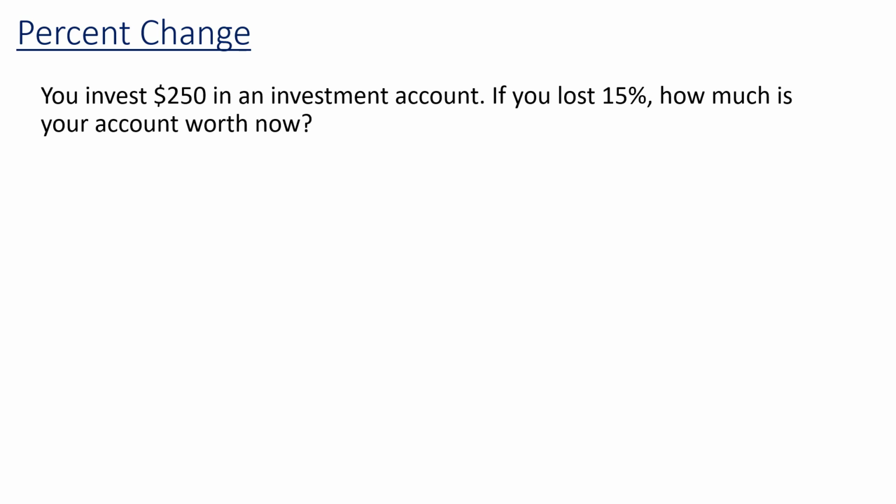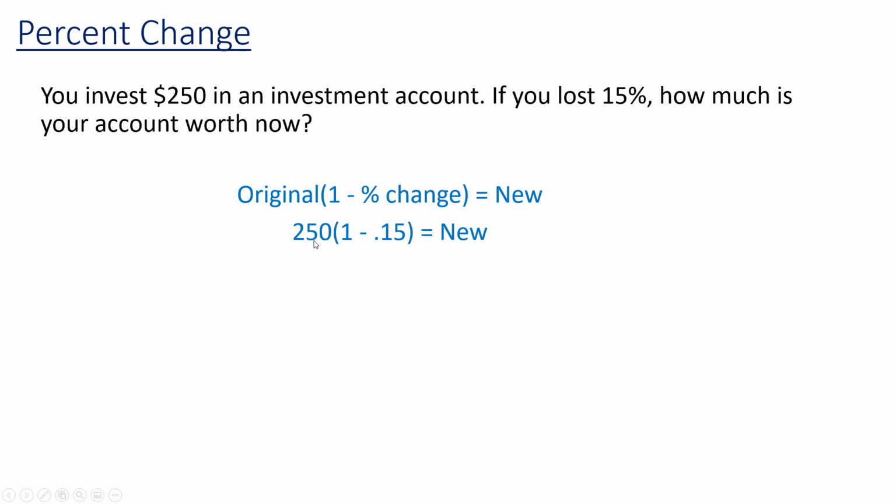You invest $250 in an investment account, but this time you lost 15%. How much is your account worth now? We're going to make one minor change to our equation. Okay, instead of a plus percent change, now we're going to use minus. We lost money, so we know that it went down by a percent. Okay, the rest of it still looks exactly the same.